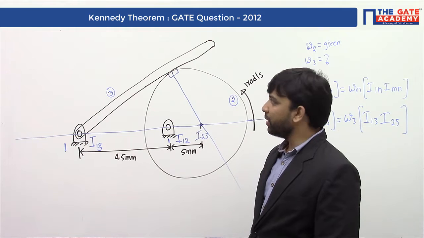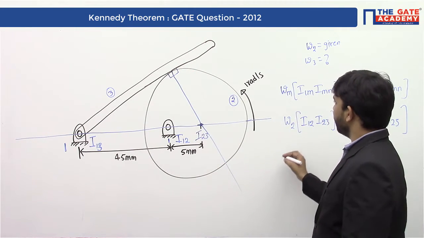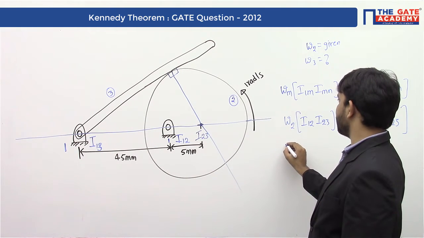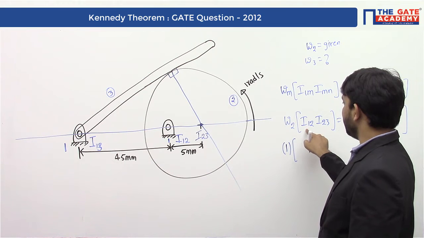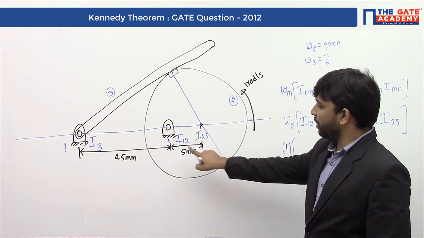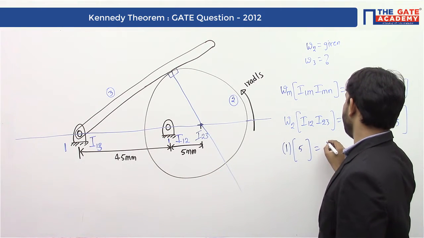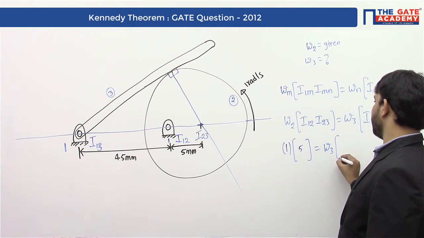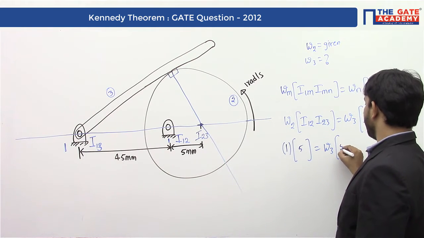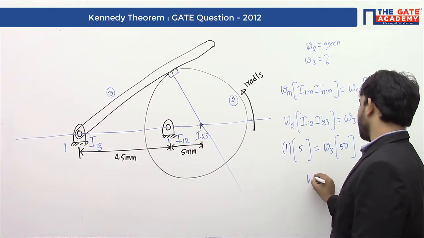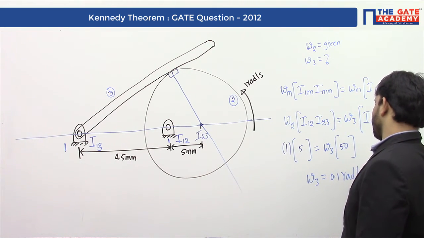Since this is normal for the circle, it passes through the center of the circle. Omega 2 is the angular velocity of the eccentric disk that is given in the question, 1 radian per second. The distance between I1,2 and I2,3 is given in the question as 5 mm. I need to find the angular velocity of the follower, that is link 3, and the distance between I1,3 and I2,3 is 50 mm. So from here I can find omega 3. Omega 3 is 0.1 radian per second.